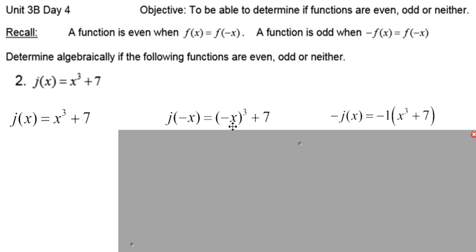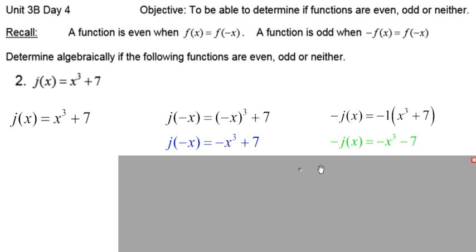So here, negative x times negative x is x squared, times a negative x again would be a negative x to the third plus 7. If I take the opposite of my outputs, I'm going to have a negative x to the third minus 7.